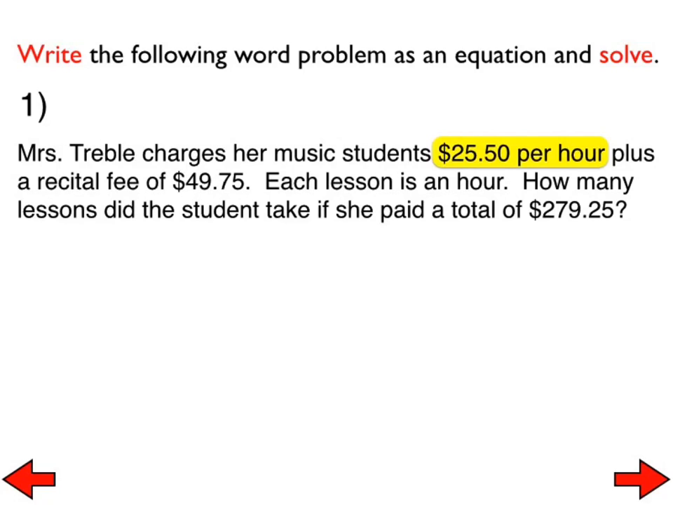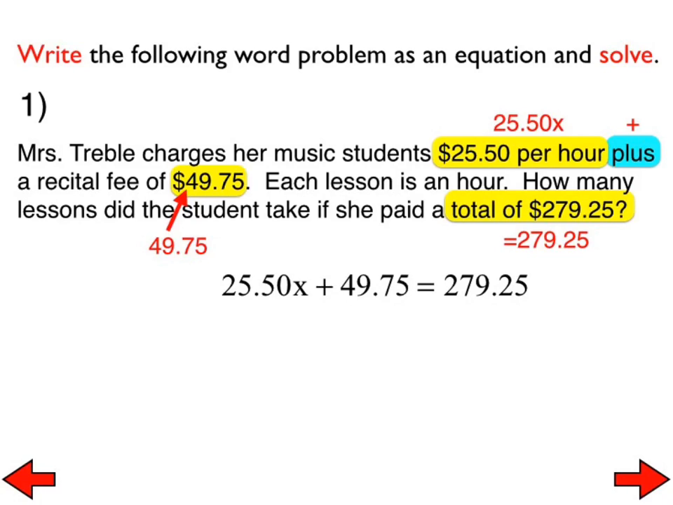All right, very good. The x will go with the 25.50 because that's the thing that's changing every single time. Every hour we add on another 25.50 or 25.5 plus the initial recital fee, and that's supposed to be equal to a total of $279.25. From there, it's a two-step equation. Go ahead and solve it, please.